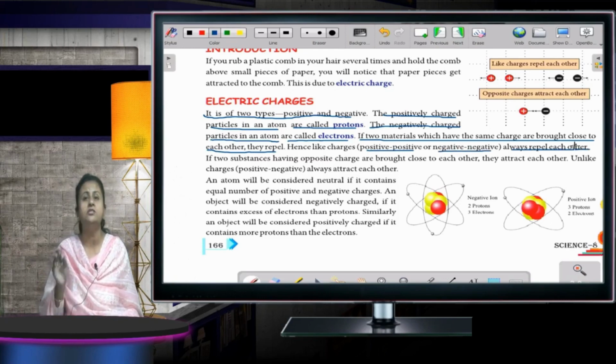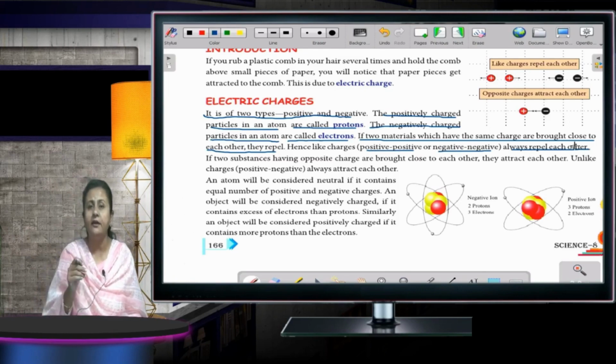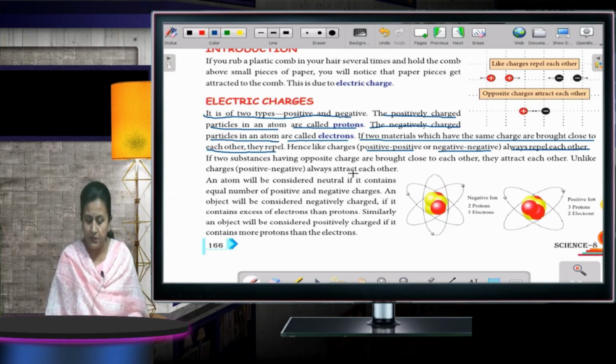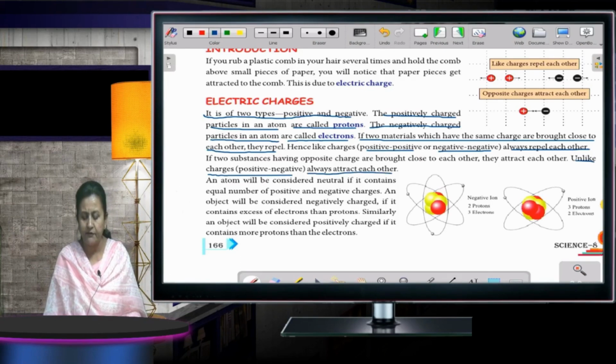As I told you, same charges will repel. Whereas on the other hand, if the charges are different, one is positive and the other one is negative, or the first one is negative and the other one is positive, then what will happen? They will attract each other. Now here you can see, unlike charges, that is positive and negative, always attract each other.